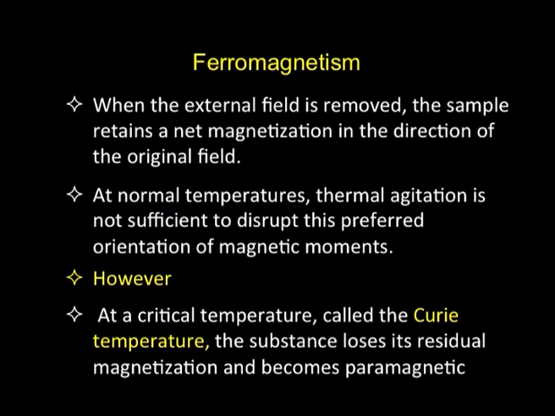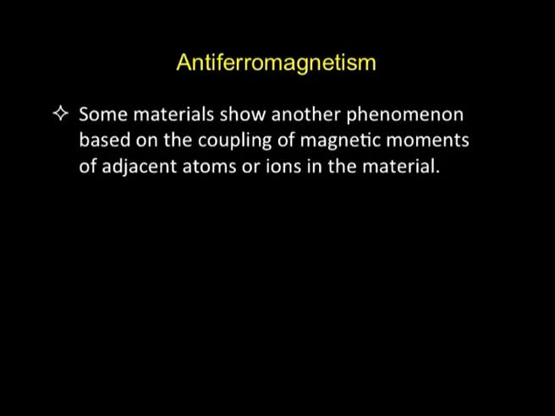So, ferromagnetics are very different from what we had talked about, the diamagnetic and paramagnetic materials. Let us move further and look at yet another kind of magnetic behavior, what is called antiferromagnetism. Antiferromagnetism is a very different kind of phenomenon. In some materials, the coupling of magnetic moments does take place.